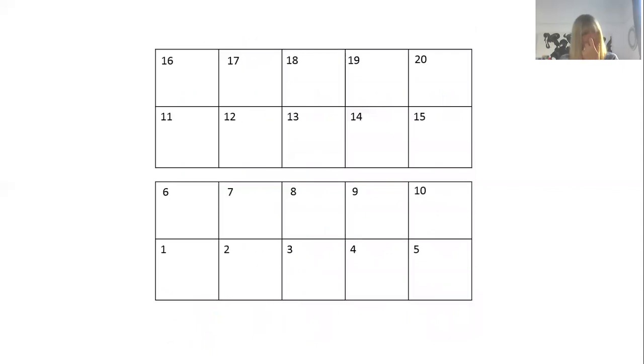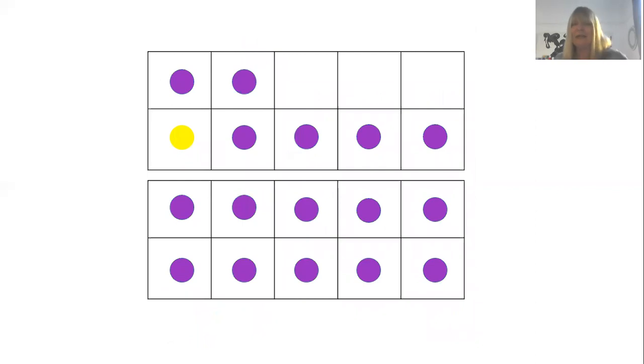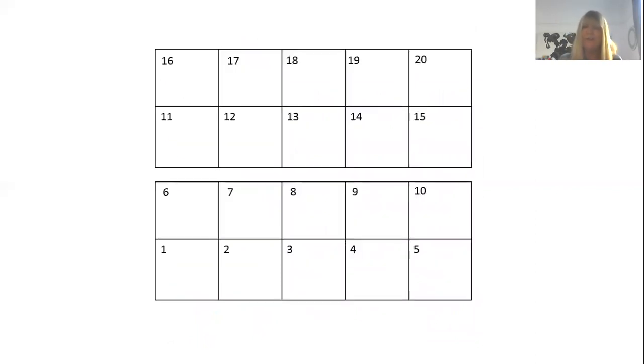Now, I've been thinking about this. I was thinking that some people might be a bit confused about these 10 frames. When we talk about where the yellow dot is and what number it would be, I thought we should look at how we think about numbering those 10 frames.